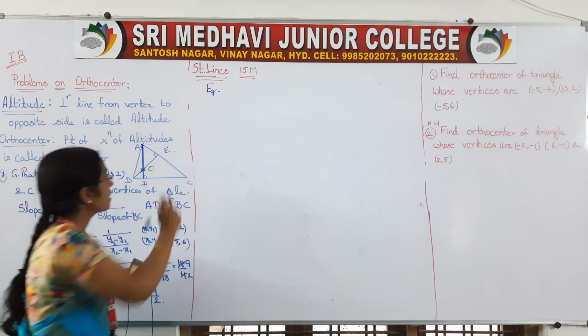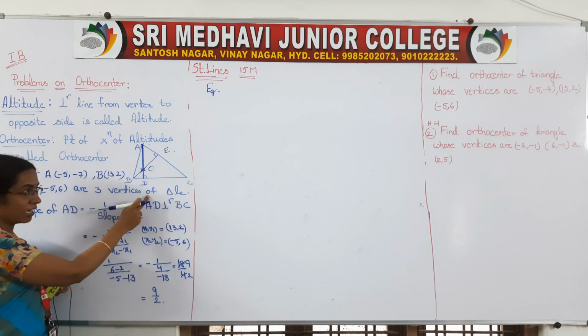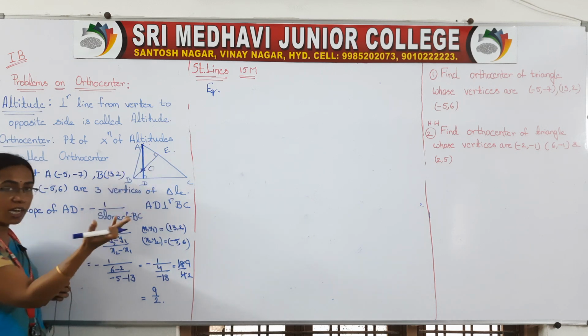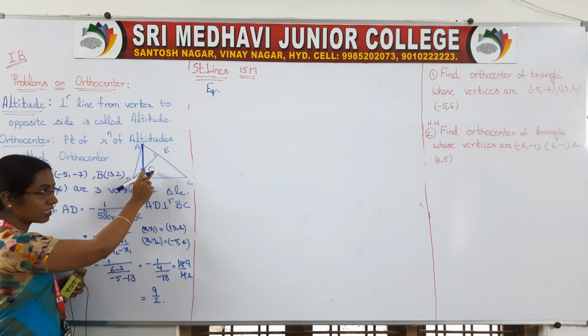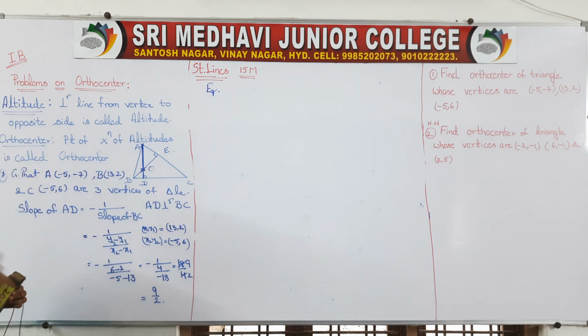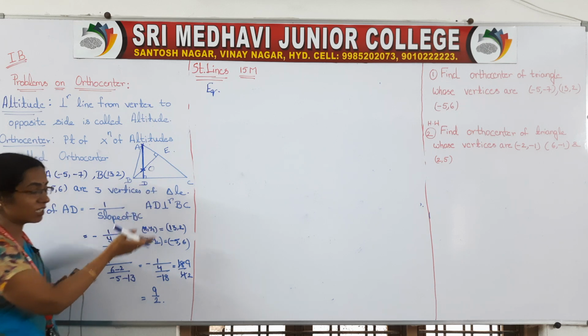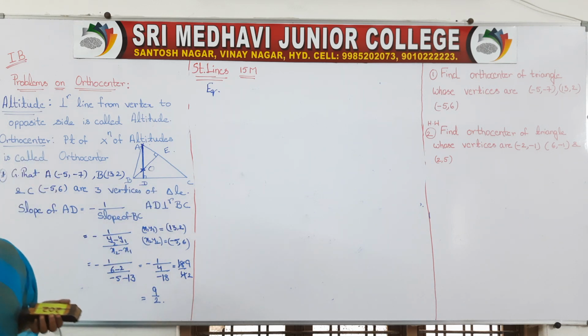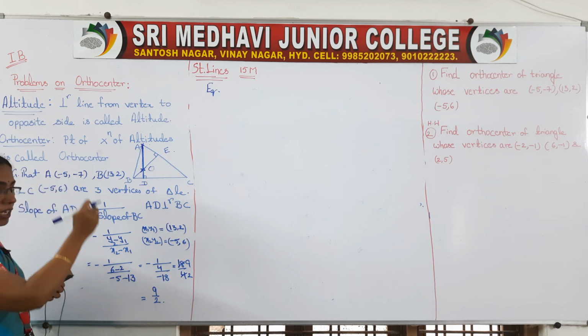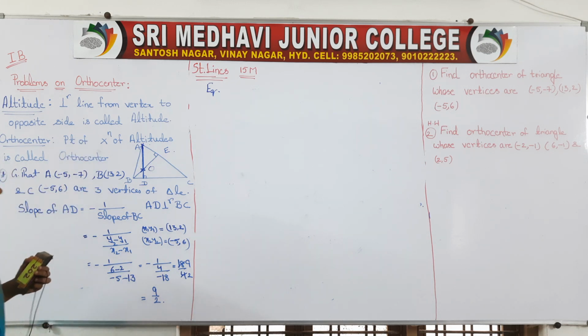Our requirements are the equation of AD and the equation of BE. Why? Their point of intersection is the orthocenter. That's why we need the AD equation and we need the BE equation. This is a little bit lengthy, but at the same time marks are more, so you should be attentive. So slowly we are getting the equation of AD.